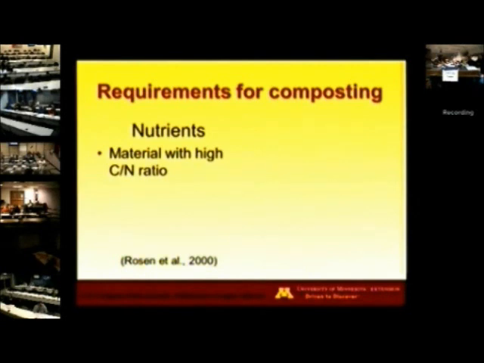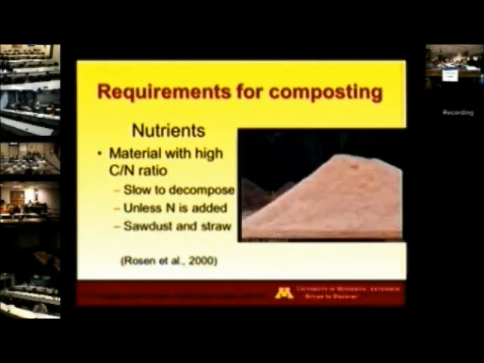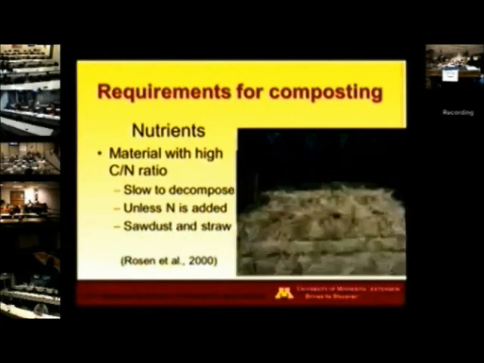But materials with high C to N ratios, again, are slow to decompose, unless, of course, you add additional N. Some examples are sawdust and straw. Again, you can certainly decompose these, but you wouldn't want to have too many of these in your compost pile because they have a very, very high carbon to nitrogen ratio. And here's just a photo of straw. Actually, in this picture, you can see straw being used as an organic mulch in a vegetable garden.